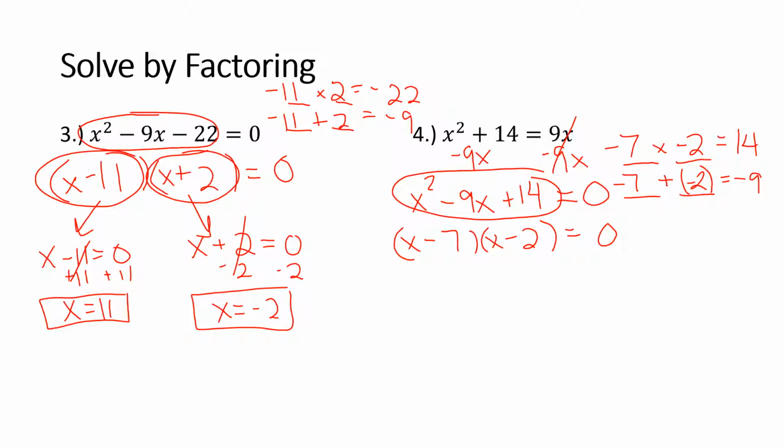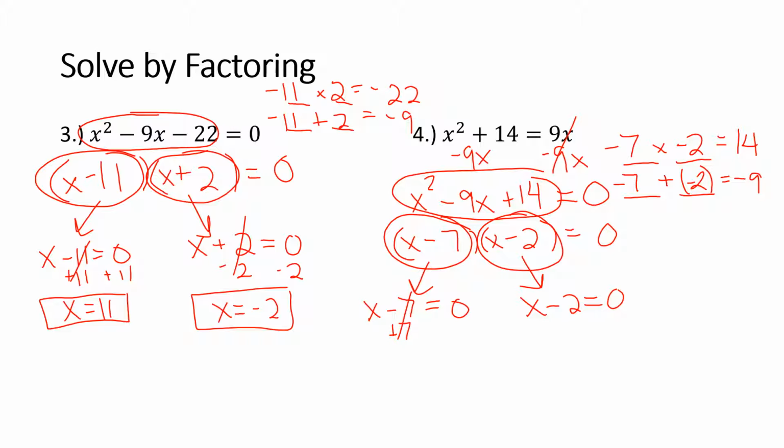Now those aren't our answers. To get our answers, we actually have to solve for x. So here's where we will apply the zero product property. We have x minus 7 times x minus 2 equals 0. So we know that one of these factors has to be equal to 0. So either x minus 7 is equal to 0 or x minus 2 is equal to 0. And now we just solve for x. The left-hand equation, I'll add 7 to both sides, so we end up with x equals 7. And on the right-hand equation, we'll just add 2 to both sides, so we end up with x equals 2.